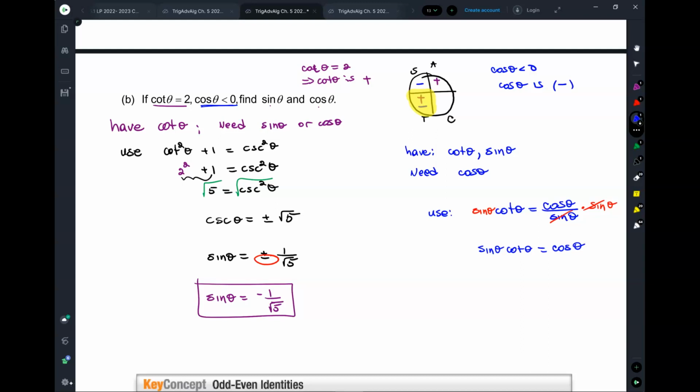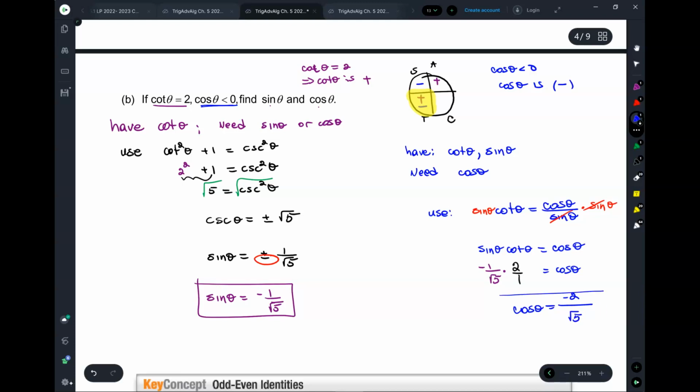So sine of theta, we're gonna plug things in now. Negative 1 over root 5. And then what's cotangent? 2. And that's like 2 over 1, right? So cosine of theta is negative 2 over root 5.